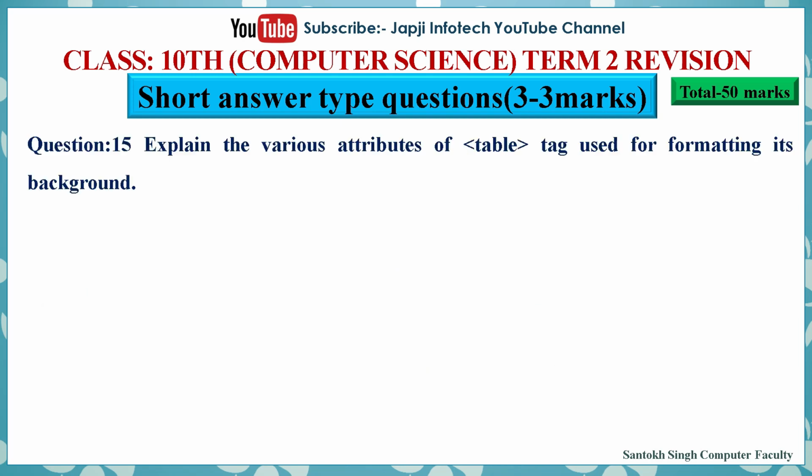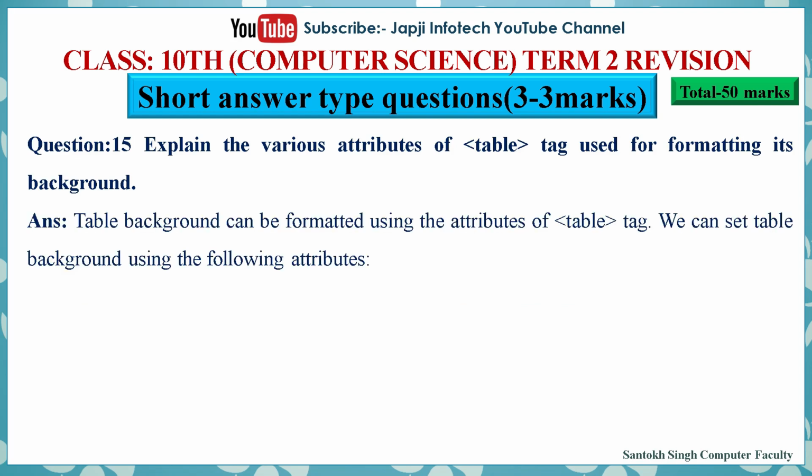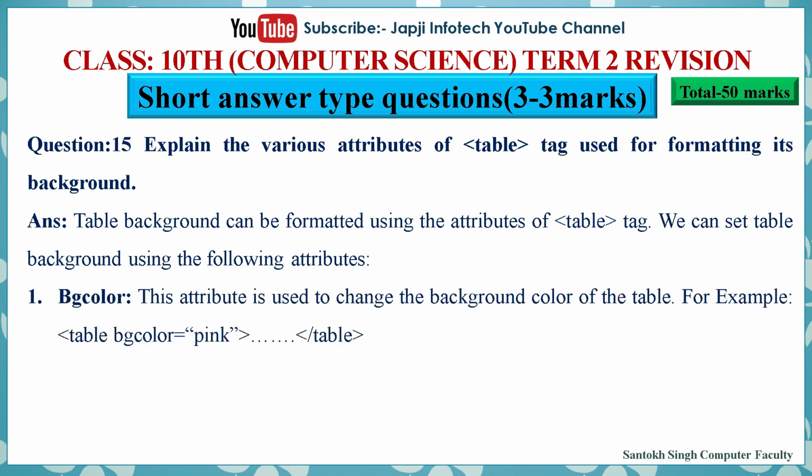And the 15th question is, explain the various attributes of the table tag used for formatting its background. So table background can be formatted using the attributes of the table tag. We can set table background using the following attributes. The first one is bgcolor. This attribute is used to change the background color of the table. For example, left angle bracket table space bgcolor="color", write the color you want to set for the table background. Then in between, write the table content, then close the table tag.